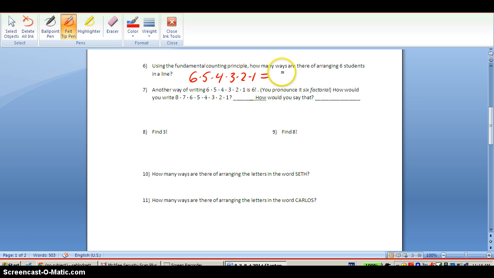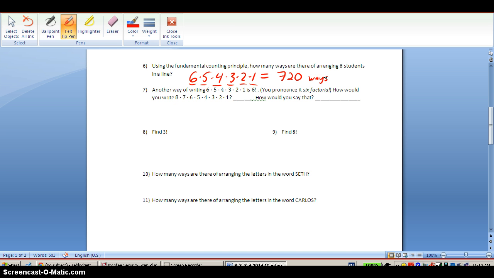All right, so hopefully you were able to find that there were 6 times 5 times... there were 6 people to choose from for that first spot. Then we've used up 1. There were 5 for the second spot, 4, 3, 2, 1 as we go down, which means there are 720 ways of arranging 6 students in a line.